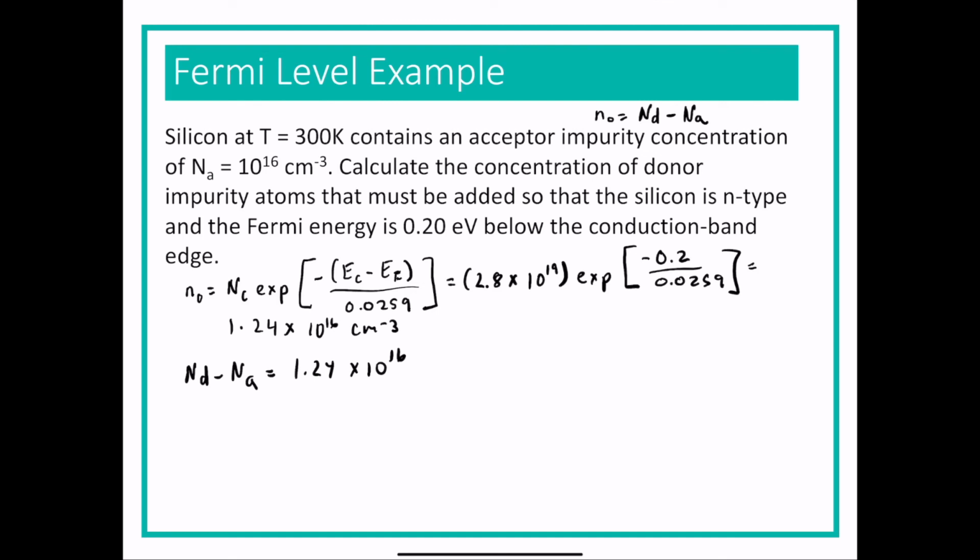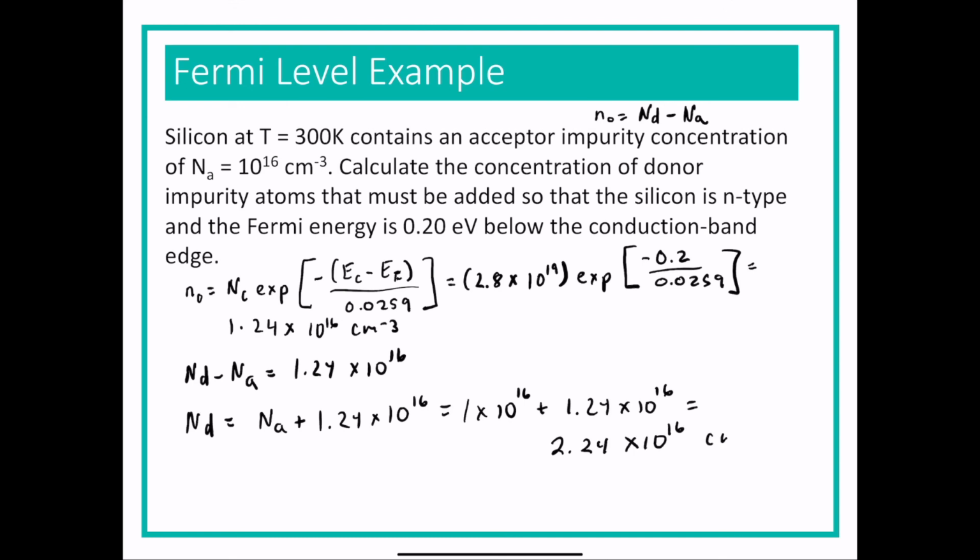That means the number of donors we need to add is the number of acceptors plus 1.24 times 10 to the 16, which is 1 times 10 to the 16 plus 1.24 times 10 to the 16, which is 2.24 times 10 to the 16 per cubic centimeter. So that's how much we would have to add to create N-type compensated material that would have a Fermi level at that point.